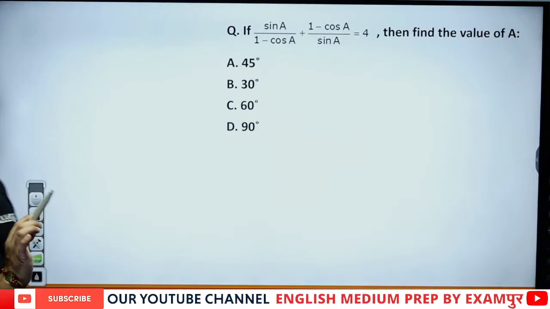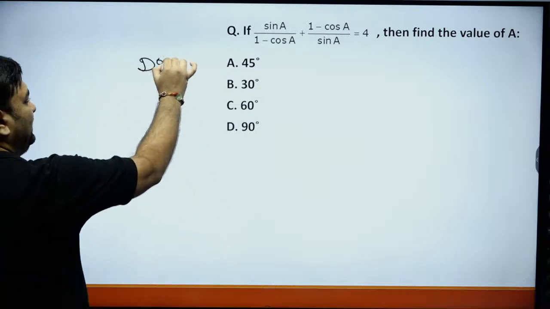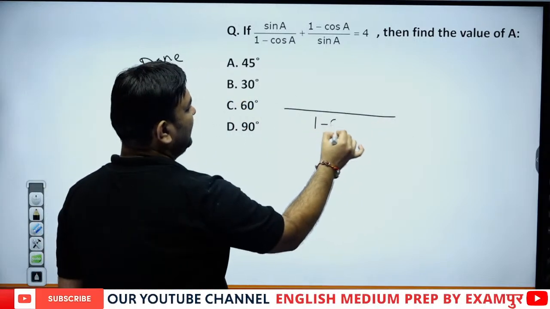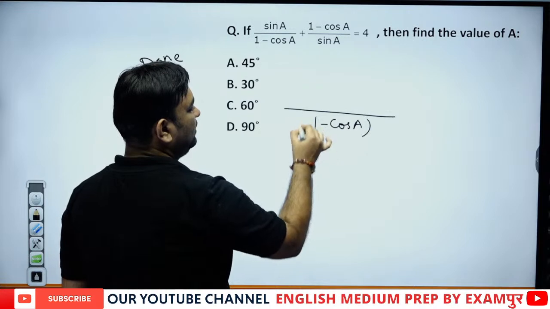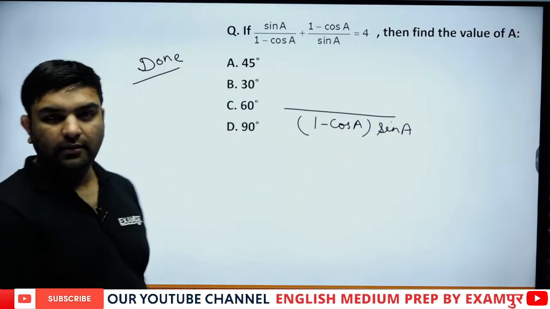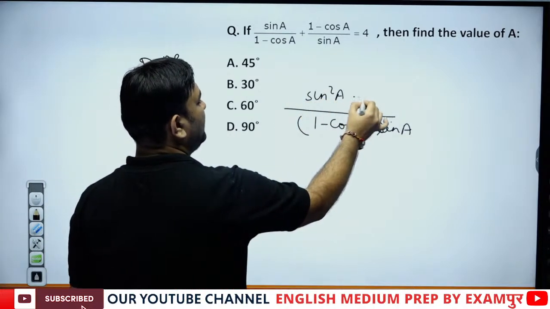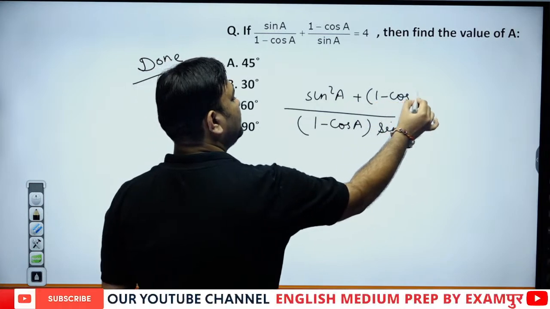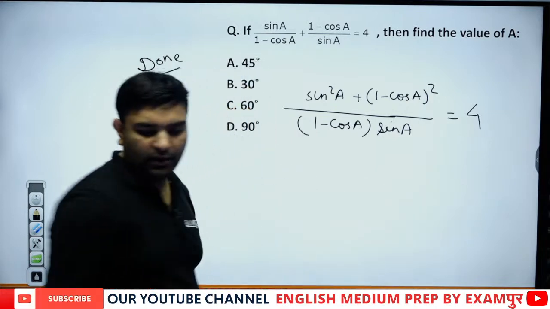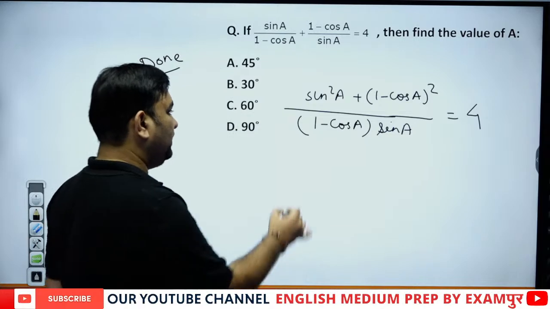That must have been done by you already. You must have taken the LCM, 1 minus cos A sin A. Then it would have become sin square A and 1 minus cos A ka whole square. It is based on the identity, that is why it is being written over here.